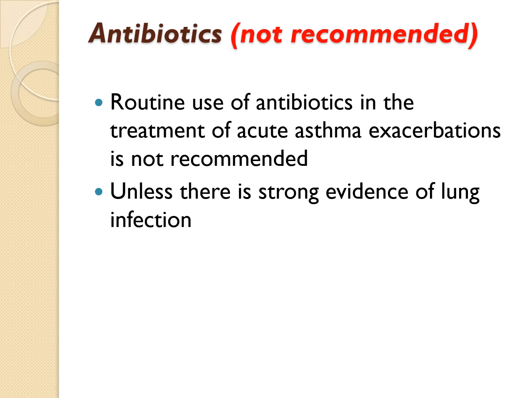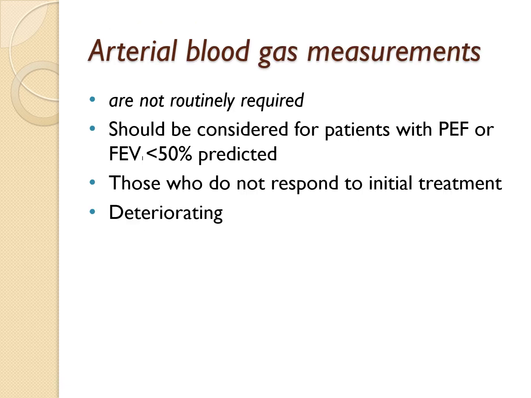Antibiotics, as you all know, we have the tendency to start antibiotics whenever the patient comes with an exacerbation. Most of these patients are not having infective exacerbation. So routine use of antibiotics in the treatment of acute asthma exacerbation is not recommended. However, if there is strong evidence, you can start the patient on antibiotics according to your guideline.